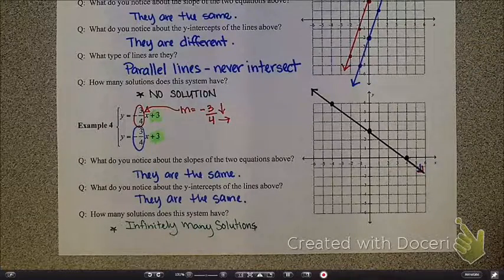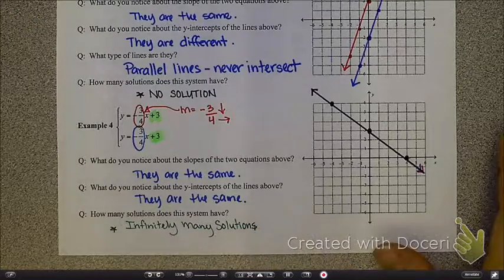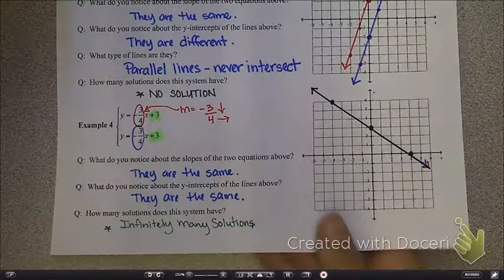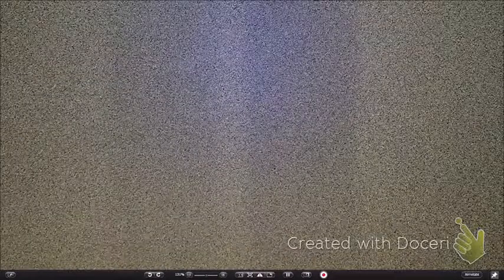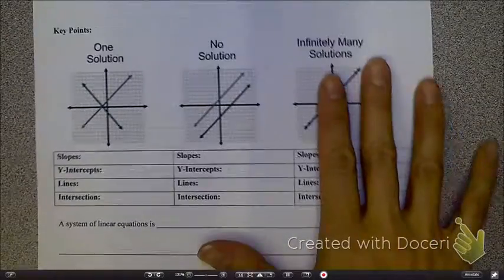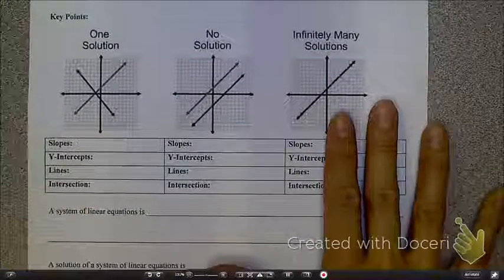All right, so if you're done with this side, let's go ahead and flip over to the back of your notes page. Let me find the back of mine. There we go.